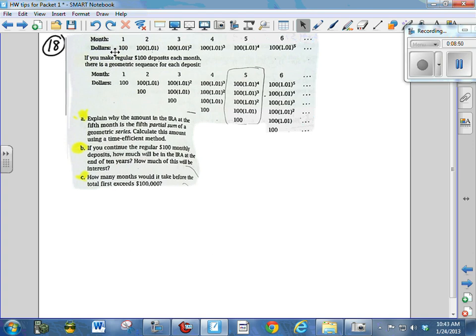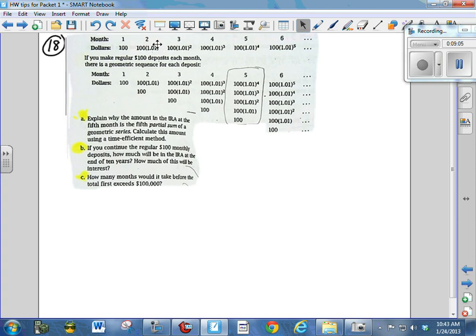So since there's 12% interest for the whole year, they're going to add 1% per month. So the first month, it's $100 times 1.01. That's the $100 plus 1% of the $100.